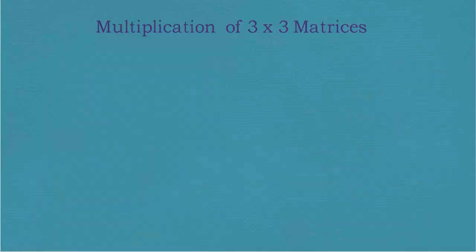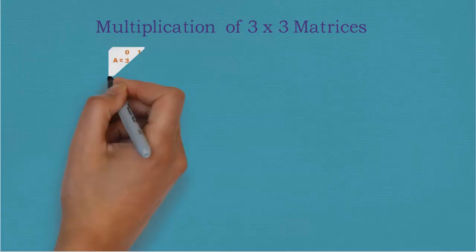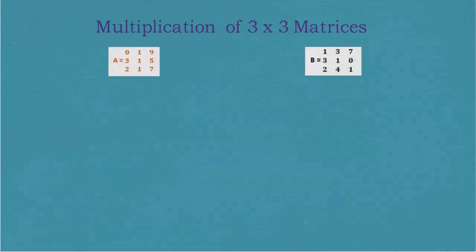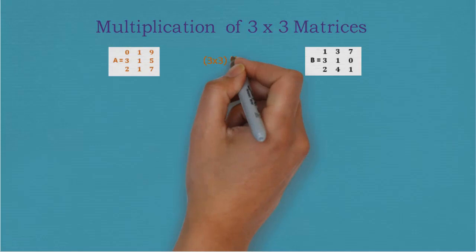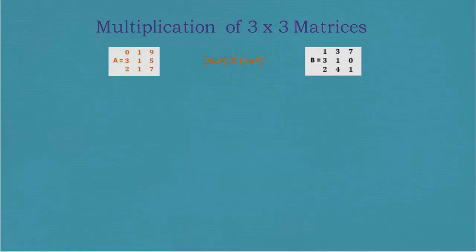Now coming to the main topic, which is the multiplication of 3 by 3 matrices. In this case, the matrix A is a 3 by 3 matrix, and the matrix B is also a 3 by 3 matrix. Using the shortcut method we just discussed, the matrix multiplication AB is possible, and the order of the resultant matrix will be 3 by 3. Now coming to the method which can be followed to multiply these two matrices. First you have to multiply the first row of matrix A by the first column of matrix B, then by the second column of matrix B, and then by the third column of matrix B. When you are finished with the first row of matrix A, you have to come to the second row of matrix A.